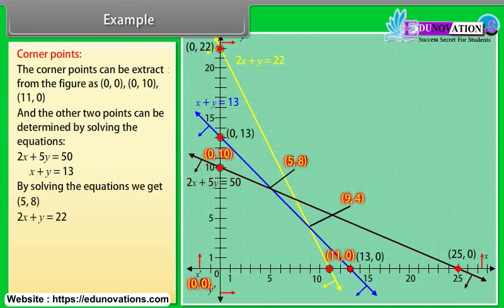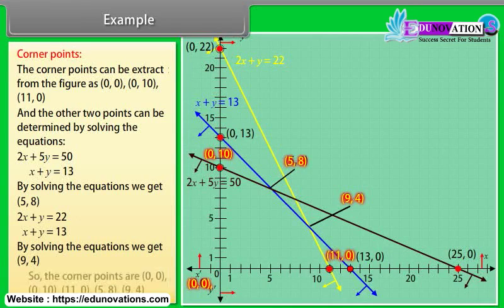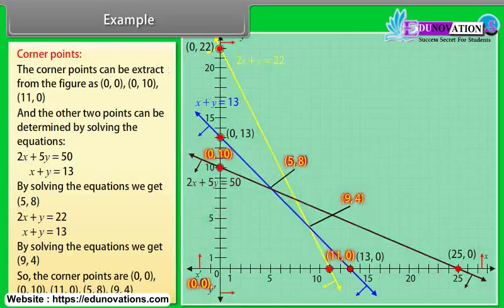2x + y = 22 and x + y = 13. By solving the equations, we get (9, 4). So, the corner points are (0, 0), (0, 10), (11, 0), (5, 8), (9, 4).